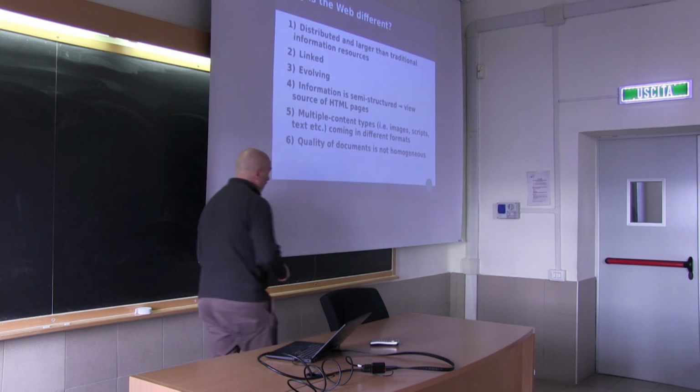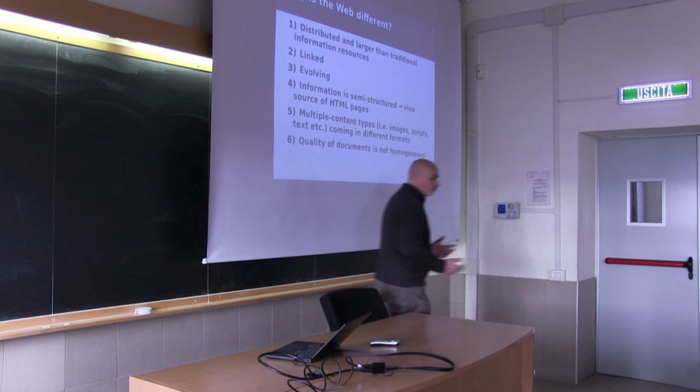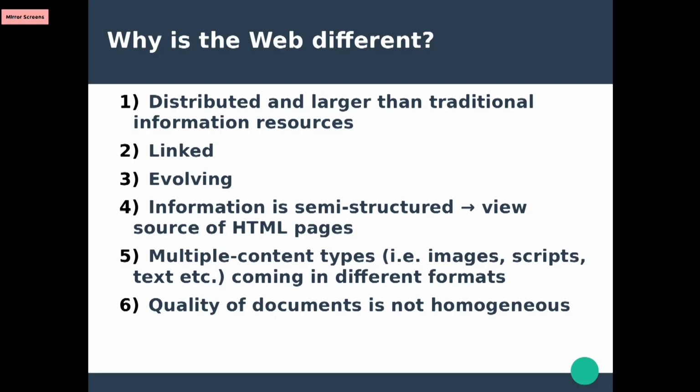Now, why is the web different, for example, from a standard collection of documents represented in digital form, or actually even a collection of documents in paper format in a library? It's the same problem, okay?